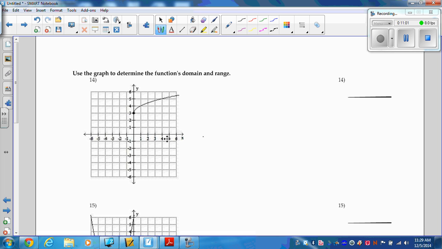In number 14, we are asked to find the domain and the range. So the domain, remember, is what x is allowed to be. So the domain is 0 to infinity. Remember, the infinity is rounded. The 0 is included because of the dot. So the x values start at 0 and go to infinity.